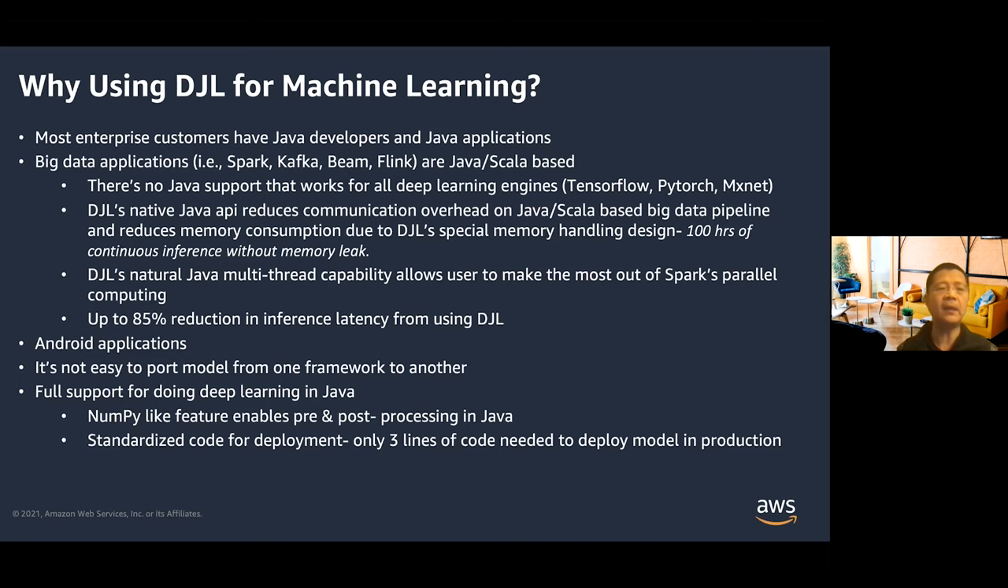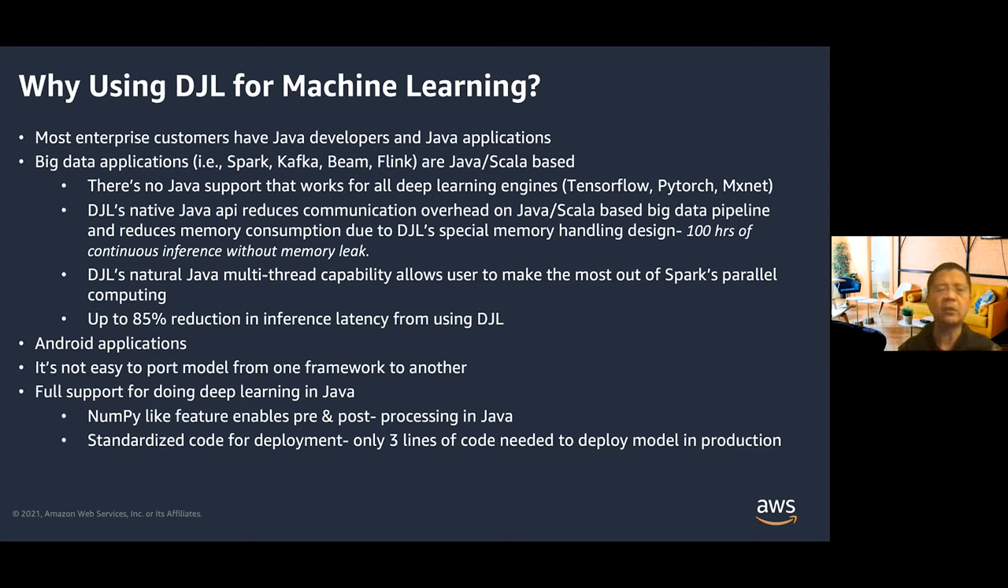Many big data applications like Spark, Kafka, Flink, and Apache Beam, and many other Java and Scala based applications, are hard to integrate with Python. So there's a gap. Today, if you want to run batch inference using Spark, you don't have many options in deep learning. You either use PySpark or similar frameworks, which cause a lot of churn.